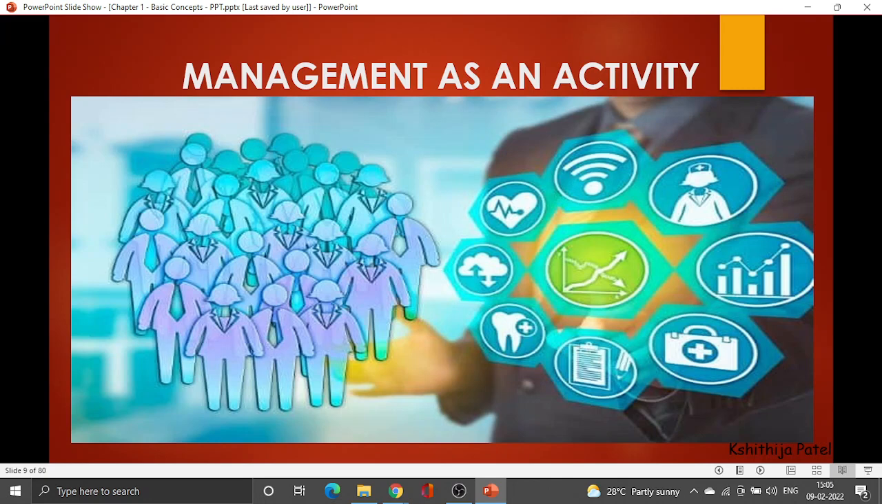Now, the output of the management activity can be seen in terms of employee satisfaction or the success of the organization. So that always is there, but to a very precise amount we can definitely not measure the success or the failure of the managers or the managing group.